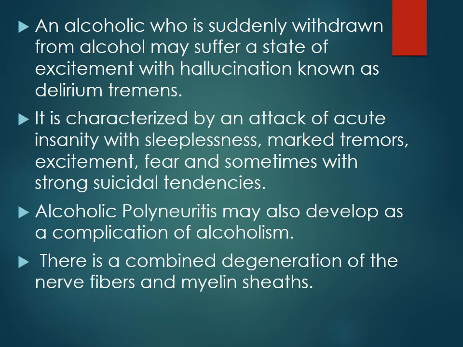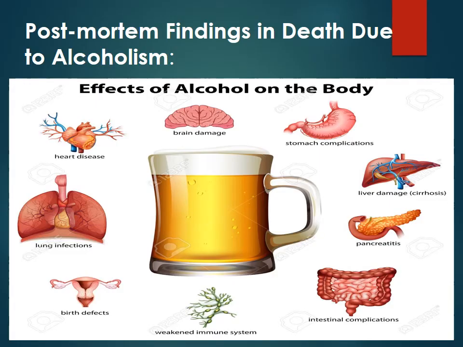There is a combined degeneration of the nerve fibers and myelin sheaths. Now, let's go to the postmortem findings in death due to alcoholism. Okay? As you can see in this diagram, the effects of alcohol on the body is detrimental. Okay? It can cause death. Okay? In the brain, it can cause brain damage. In the stomach, it can cause complications. In the liver, it can cause cirrhosis.